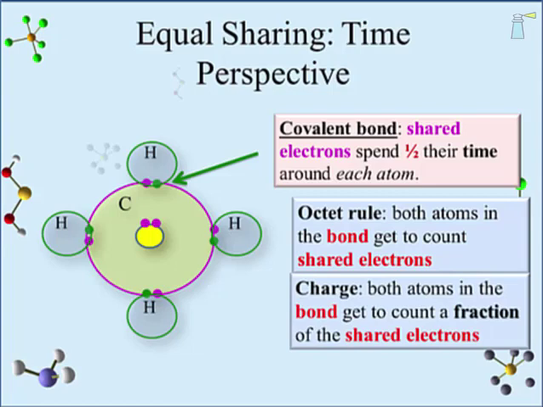Adding that fractional charge from both atoms in the bond cannot exceed the number of electrons in the bond. The fractions must add up to the total number of electrons in that bond. How does this work out?